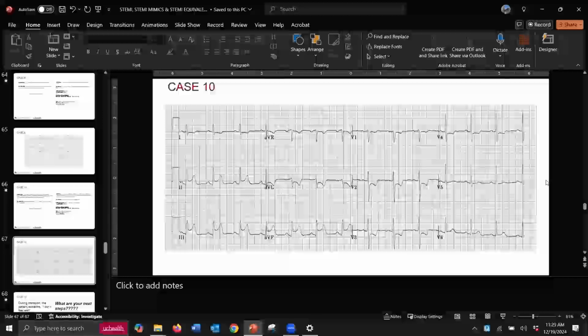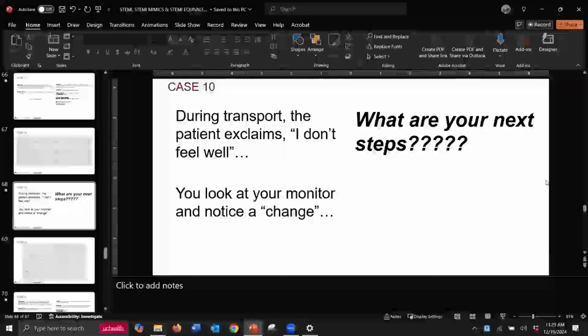Is that carousel depression or saddle depression? Does it look like you can sit in there and ride the pony? So this is what? I think this is inferior posterior. This is an inferior posterior MI. Good.